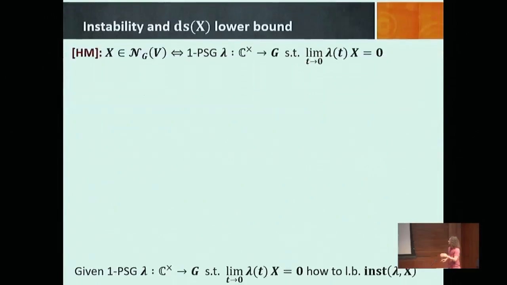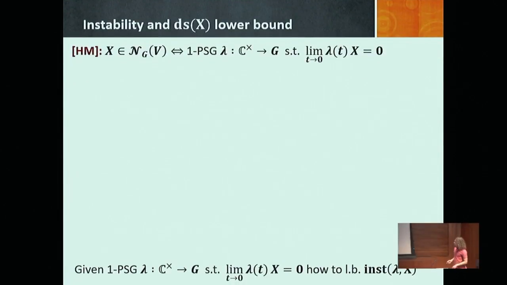Don't read this. I don't know why it's showing up. I guess I forgot the animation. But okay. So again, the Hilbert-Mumford criterion: x is in the null cone if and only if there exists a one parameter subgroup such that the limit drives it to 0.